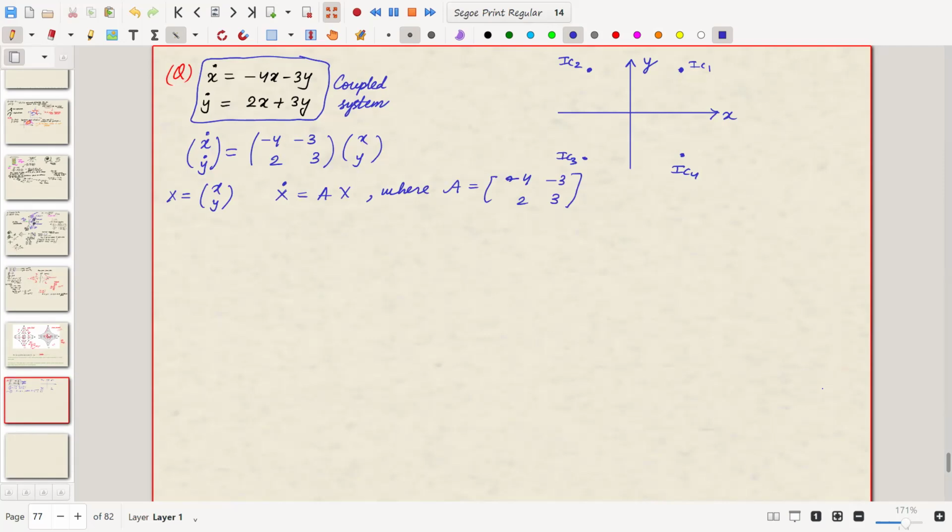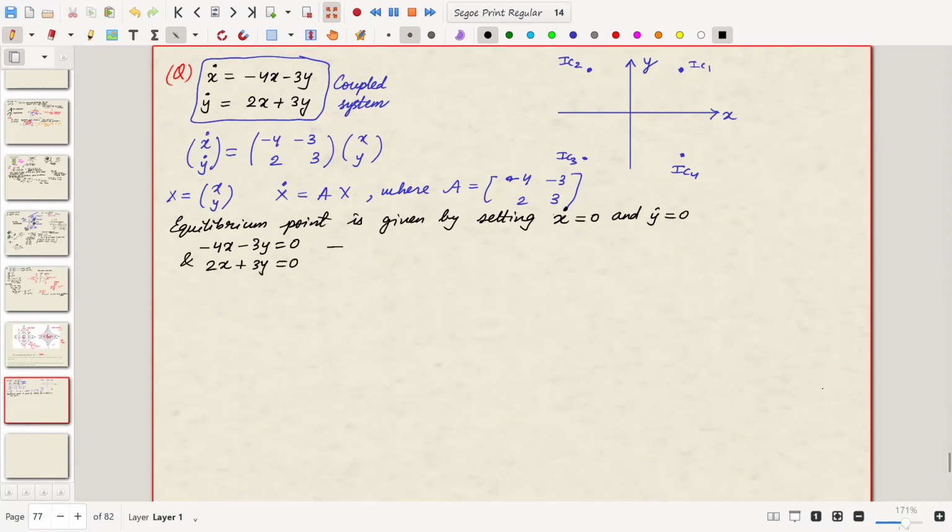First of all, what is the equilibrium? Before beginning, we should start with the equilibrium point of the system. How do you get it? The equilibrium point is given by setting x dot equal to 0 and y dot equal to 0. So minus 4x minus 3y equals 0 and 2x plus 3y equals 0. What is the common solution for this?